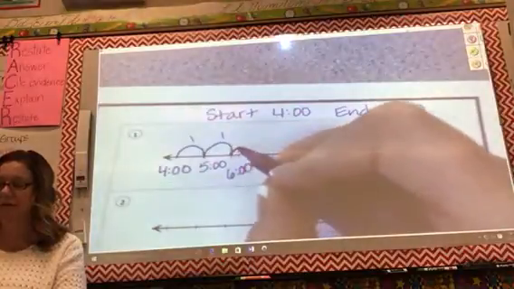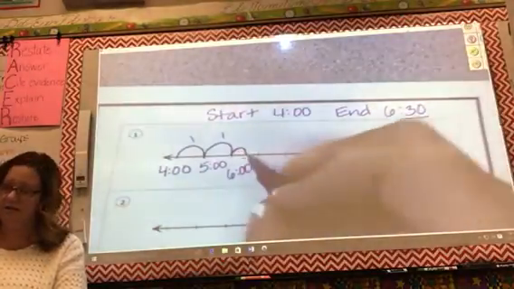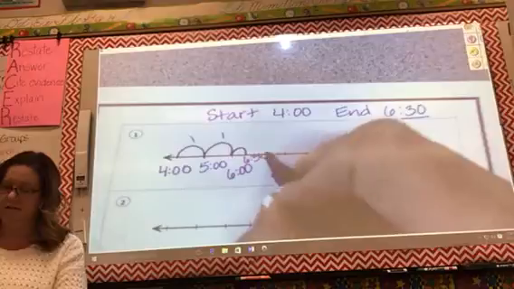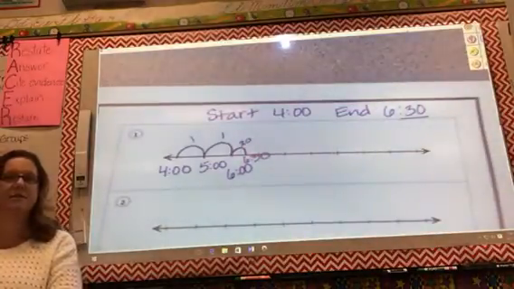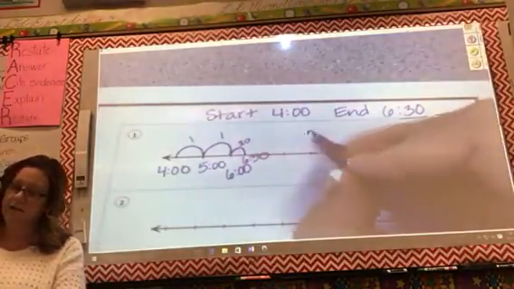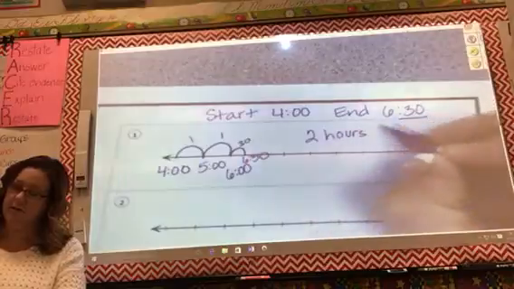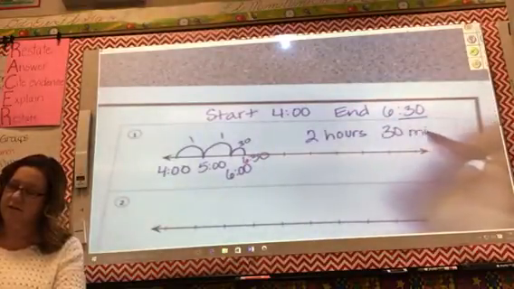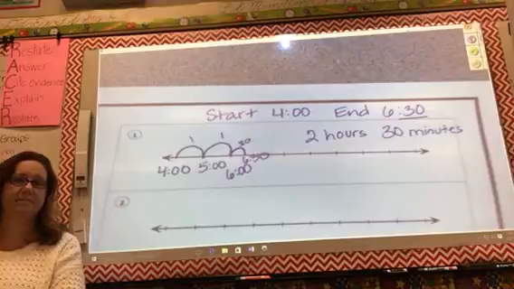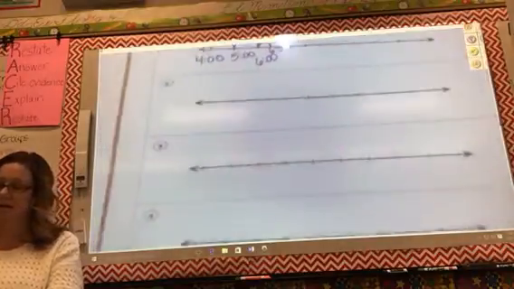So we're just gonna bump a little bit like that. I think I need my lines on my number line to be bigger. And there's 30 minutes. So how long has gone by? 2 hours and 30 minutes. Okay, does that make sense? Okay, let's try another one.